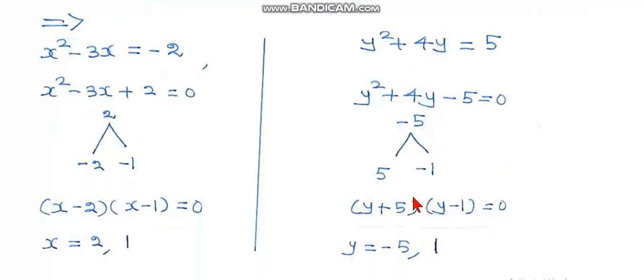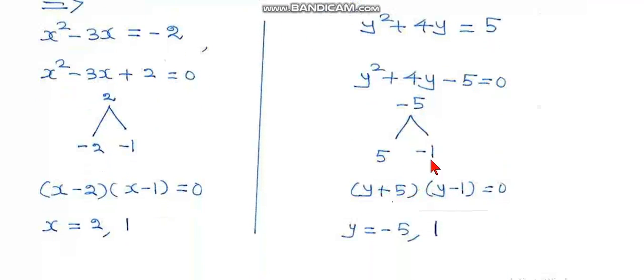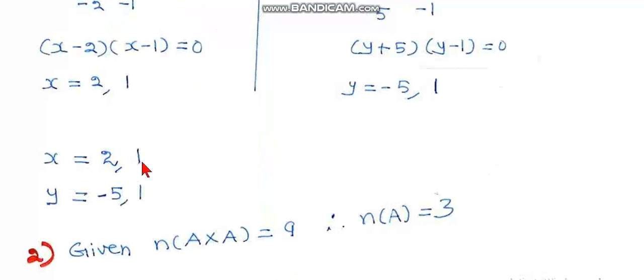product is minus 5. That is (y plus 5) into (y minus 1) equal to 0. That is y plus 5 equal to 0, that is y equal to minus 5, y minus 1 equal to 0, that is y equal to 1. So x equal to 2 comma 1, y equal to minus 5 comma 1.